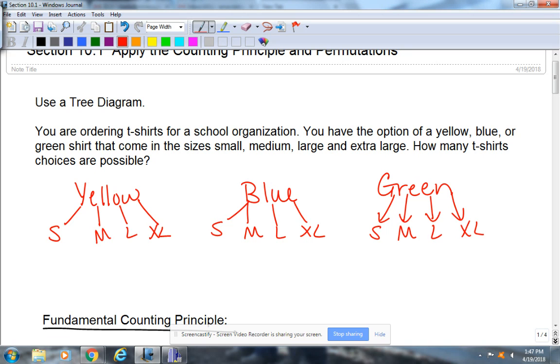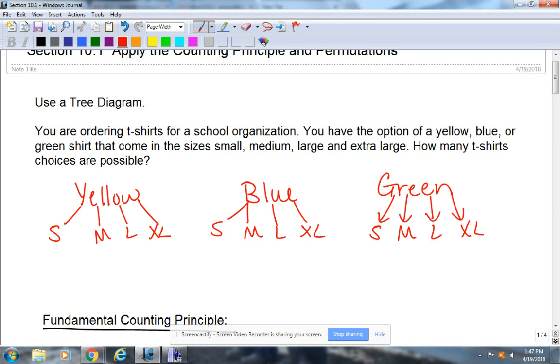So how many t-shirt choices are possible? Well, you just count across the bottom. I could have yellow small, yellow medium, yellow large, yellow extra large. Right, so 4 for yellow. How many for blue? 4. And then 4 for green. So how many altogether? 12.